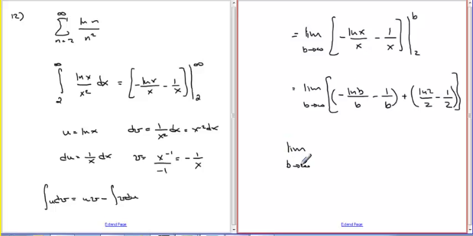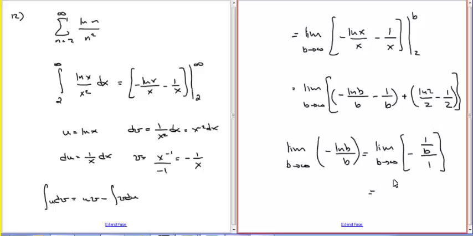So the limit as b goes to infinity, we get an indeterminate result, infinity over infinity. So we take the derivative of each one of those terms. The derivative of the natural log of b is 1 over b, and the derivative of b is just 1. So that becomes the limit as b goes to infinity of negative 1 over b, because this divided by 1 is just the same number.